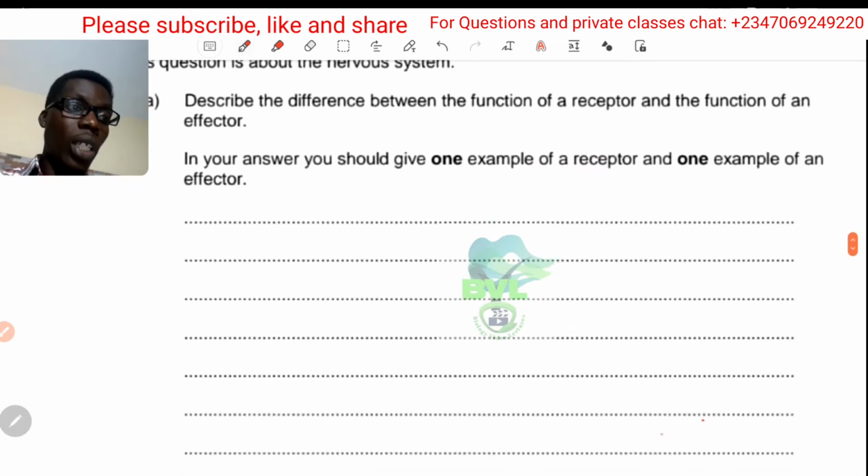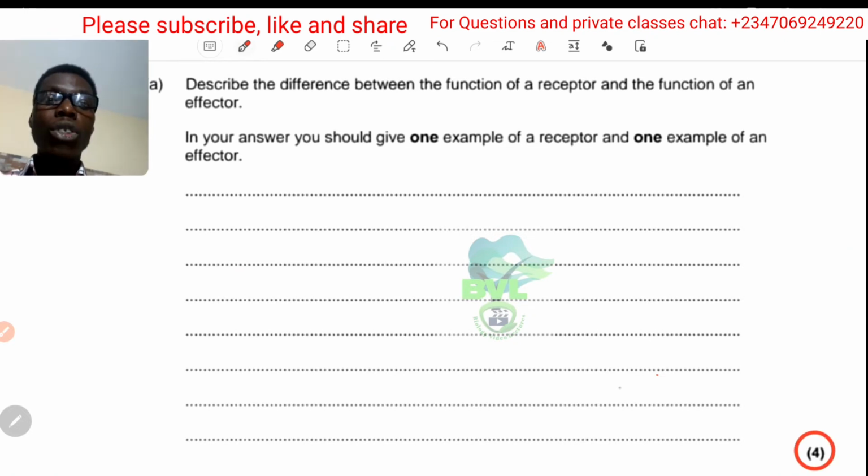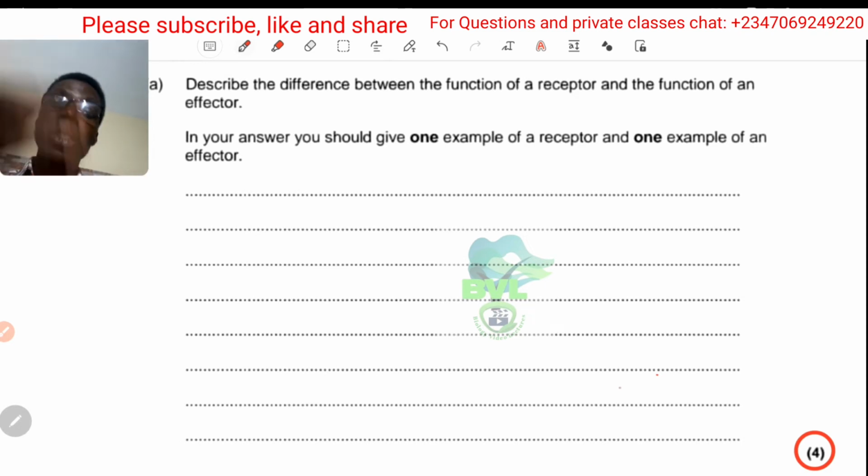Now, we need to look at how many marks this attracts. Oh, 4 marks. So if it is 4 marks, that means you should find a way to highlight your point into 4 points. Now, you're supposed to describe. So what I'm going to do is this. I'm going to describe a receptor, describe the function of a receptor, describe the function of an effector. And afterwards, mention an example of a receptor and an example of an effector. So that's what will give us all the 4 marks.